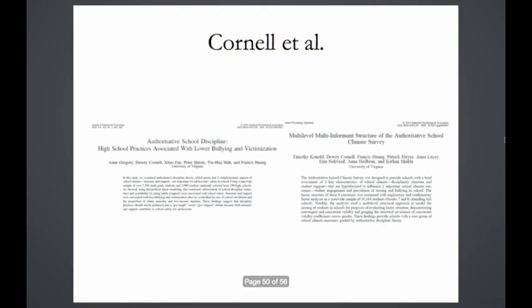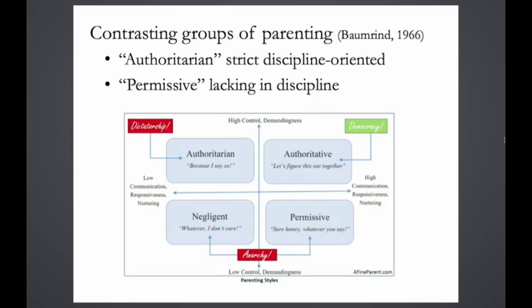One of my colleagues, Cornell, has done a lot of work looking at school climate and how it relates to aggression, teasing, and bullying, applying that broad definition of school climate. What Dewey Cornell has done is apply the parenting styles, a very famous way of categorizing parenting, to schools. Parents around the world typically parent their children in a similar way. These 4 styles are pretty common across different cultural groups.